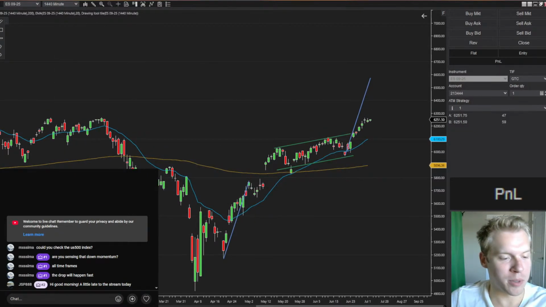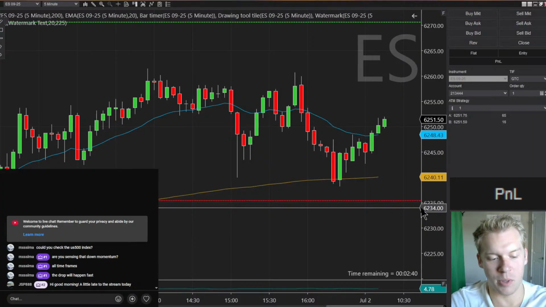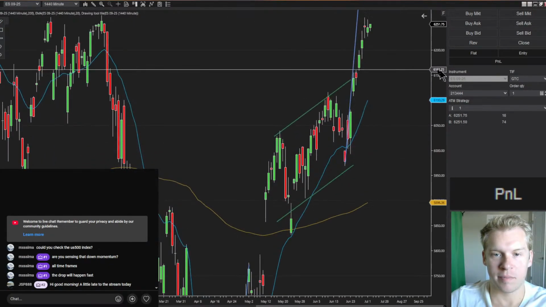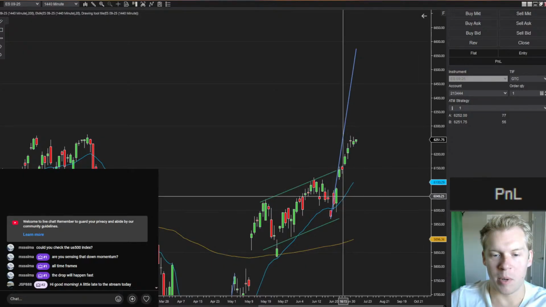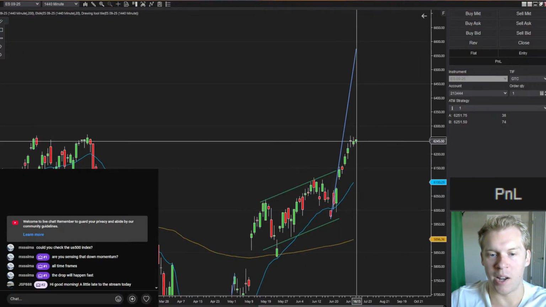So I'm bullish on the E-mini, with the U.S. indices, I'm bullish until something else happens. But when we look at the daily chart, we are starting to get a bit far from the moving average, but it doesn't mean we're going to go down here.